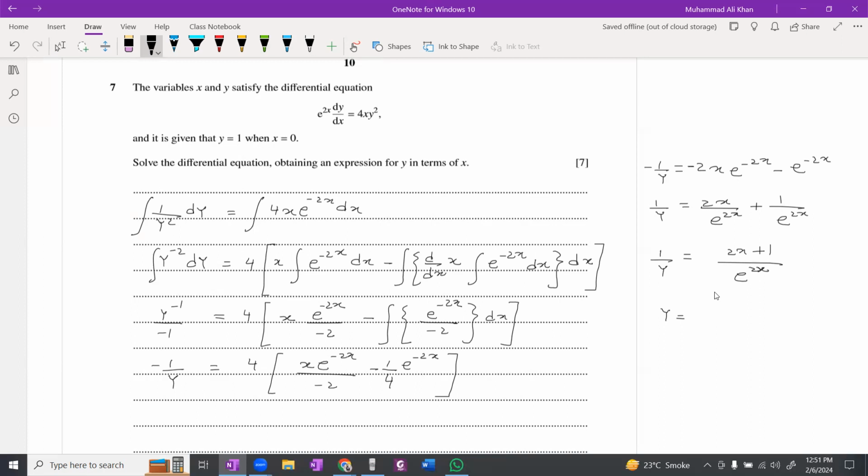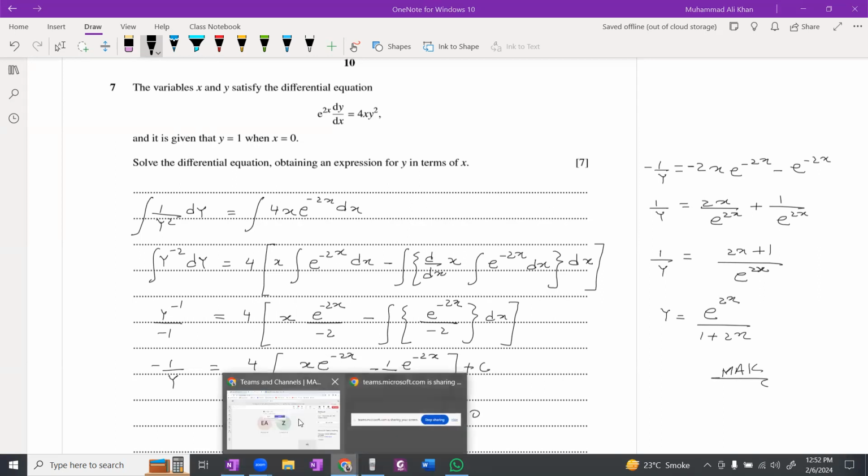One more thing, plus C, we did not use here. If we use plus C and put y as 1 and x as 0, then the value of C is also 0. So there is no change in the next parts. So the final answer will be y equals to e power 2x over 1 plus 2x, and this is the solution of the differential equation.